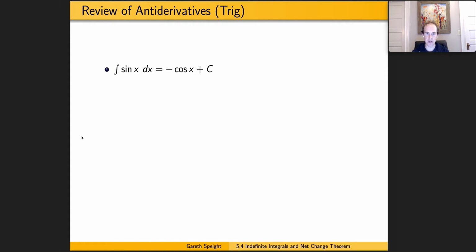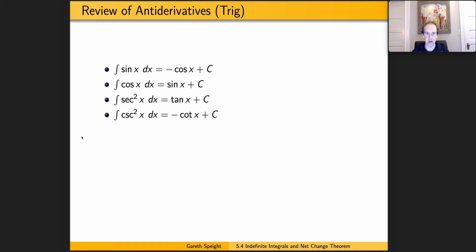And then they're all the same rules for trig. The antiderivative of sine is minus cosine. The antiderivative of cosine is sine. The antiderivative of secant squared is tangent. The antiderivative of cosecant squared is minus cotangent. The antiderivative of secant times tangent is secant.